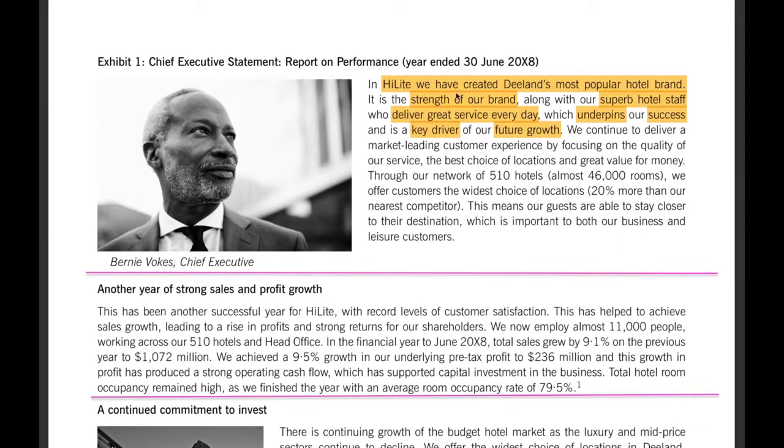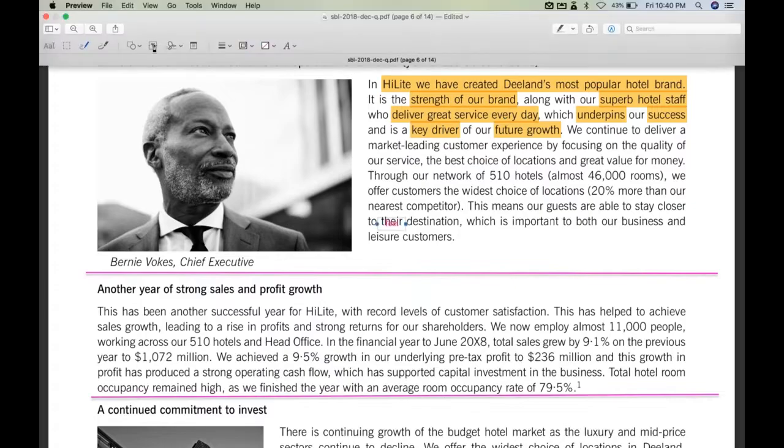Okay, what do you have here? In highlight we have created, this is a chairman statement just now. All right, report on performance for the year ended 30th June 2008. In highlight we have created DLand's most popular hotel brand. Okay, it is the strength of our brand. Remember they did mention here is the strength. Okay, take note of that. Along with our superb hotel staff who deliver great service every day. So take note of that.